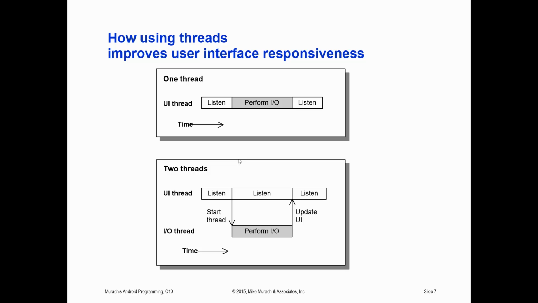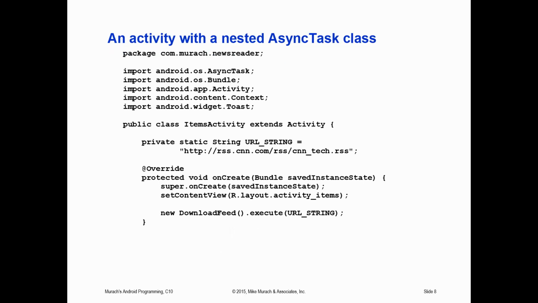Now contrast that with the bottom picture, and it shows how the app benefits from using a separate thread to perform the I/O operation. It allows two different tasks to overlap. So the UI thread can continue to listen for events while the I/O operation runs in another thread. This way, you keep the interface as responsive as possible.